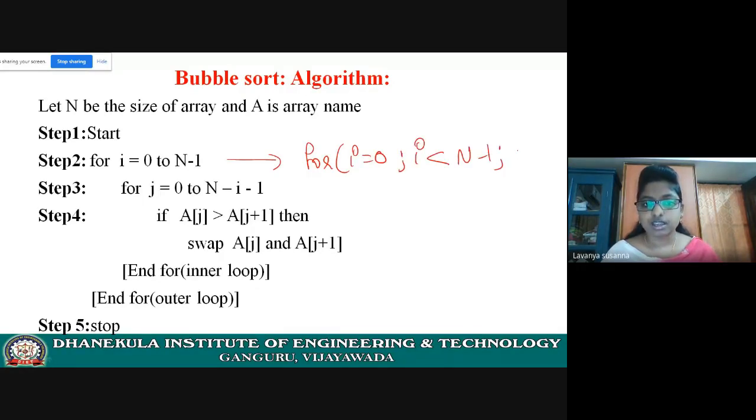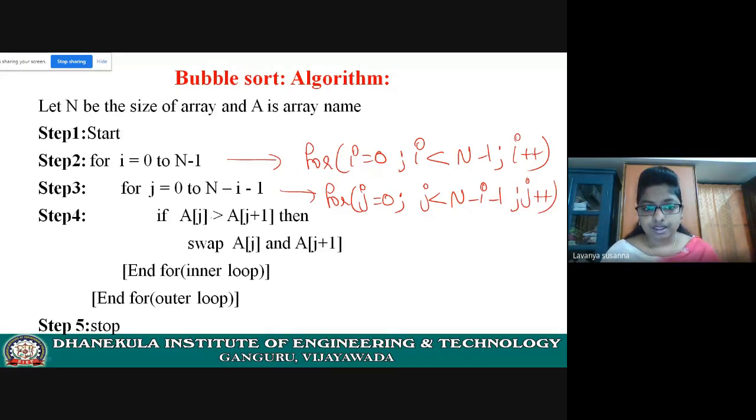This is what you need to write in the programming language. For this, you need to write like this: for j equal to 0, j less than n minus i minus 1, j plus plus. Here what you are doing, you are comparing the first element and the second element, A of j and A of j plus 1, the next element. When the first element is greater, only then you are swapping. Otherwise, swapping is not done.